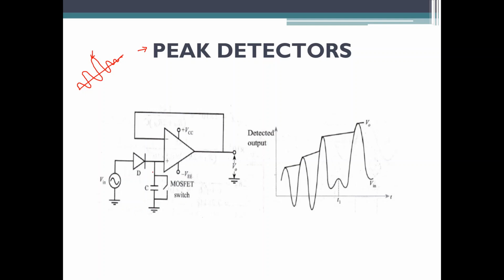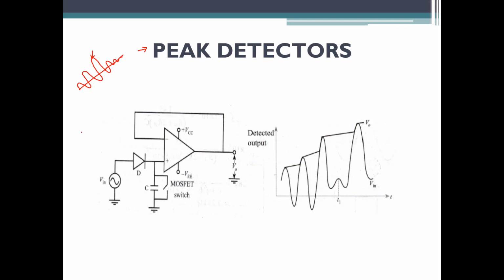So it should have an op-amp, it should have a negative feedback, it should have a voltage source, and on the path of the voltage source which is getting connected to the non-inverting terminal, you employ a diode and you employ a capacitor and a switch. Let us say this is the waveform that is getting applied to the non-inverting terminal of the op-amp.